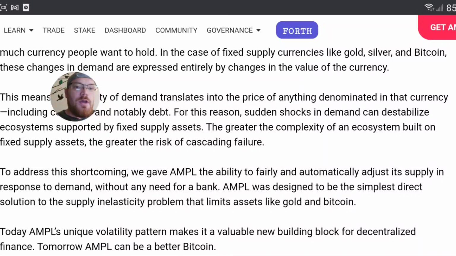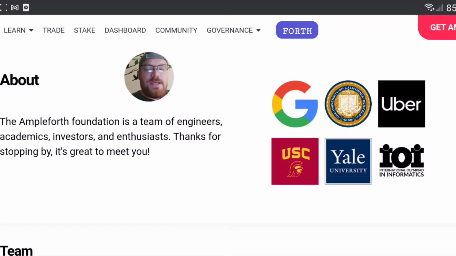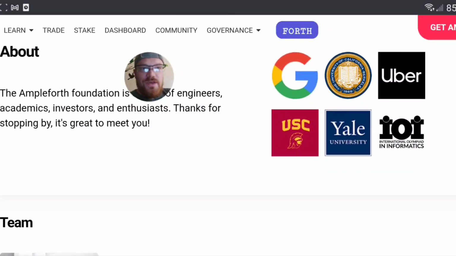To address this shortcoming, we gave AMPL the ability to fairly and automatically adjust its supply in response to demand without any need for a bank. AMPL was designed to be the simplest direct solution to the supply inelasticity problem that limits assets like gold and Bitcoin. So let's take a look at the team here. The Ampleforth Foundation is a team of engineers, academics, investors, and enthusiasts. And it looks like over here they're showing a picture of Google. We've got USC, Yale University, even Uber. Okay, so very diversified team there.